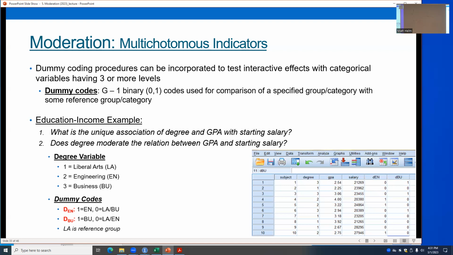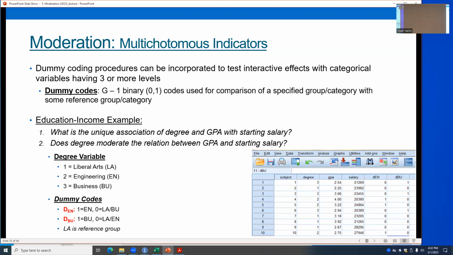What I can do is create 2 dummy codes that specify a reference group and 2 comparison groups. So I'm going to create a dummy code for engineering. It's going to be a value of 1 if someone's an engineer, a 0 for everything else. That means if someone's a liberal arts degree or a business major, they get a 0. Then I'm going to create a second dummy variable, 1 for business, 0 if it's liberal arts or engineering. And then my liberal arts group is going to be my reference group, okay?